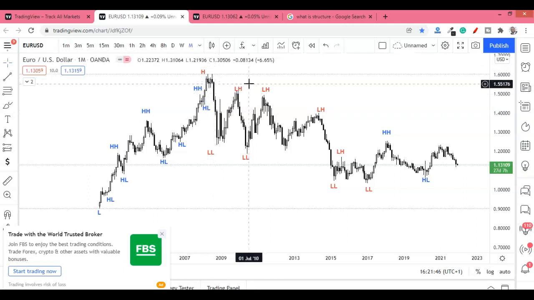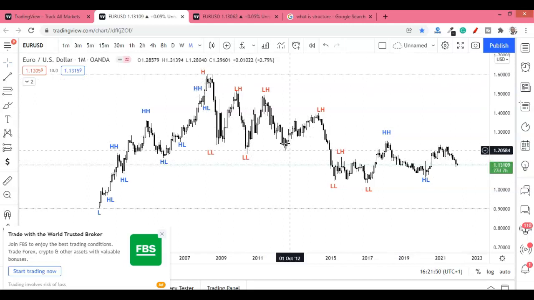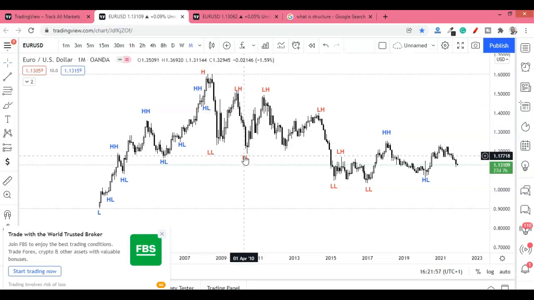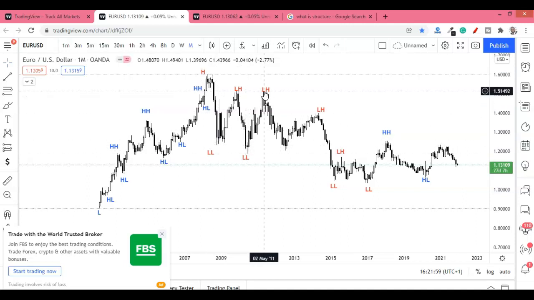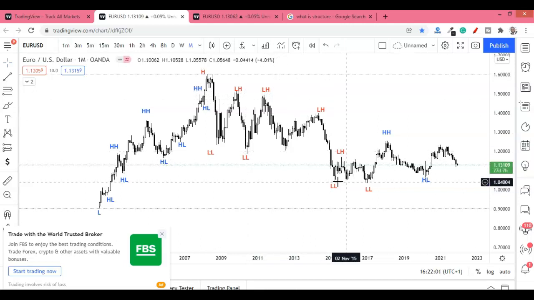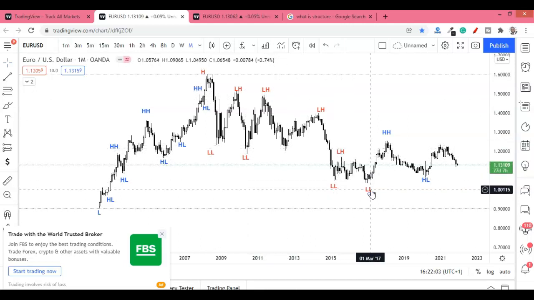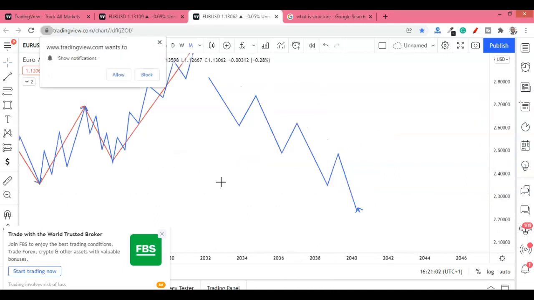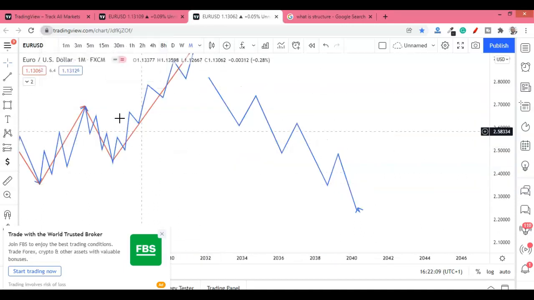The same thing happens in a bearish market. Now from here down here we have a bearish market. So this is the high, this is the lower low, lower high, lower low, lower high, lower low, lower high, lower low. Simple.